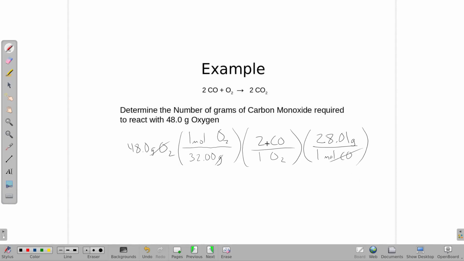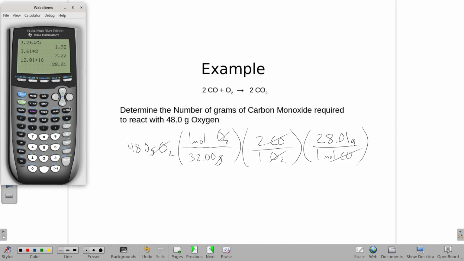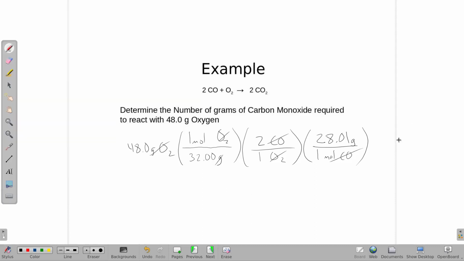Now, the moles there would cancel, and we'd end up with just grams. And in the calculator, it's going to look something like this. Let me clear this out so we see it. 48 divided by 32 times 2 times 28.01. We get a mass of carbon monoxide of 84.0 grams.